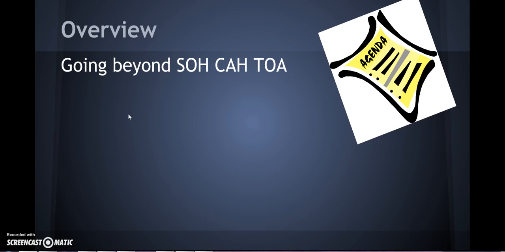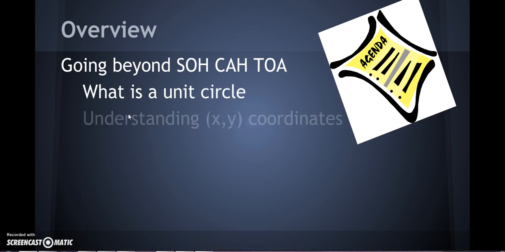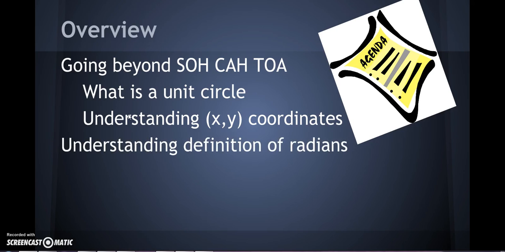We're going to extend our knowledge of what we know right now as SOHCAHTOA, and that's basically how we've been running our process of finding the values of trig functions. And we're going to be exploring what a unit circle is exactly, and how those xy coordinates relate to it, and the relationships between that. So that's going to help us extend our idea of SOHCAHTOA.